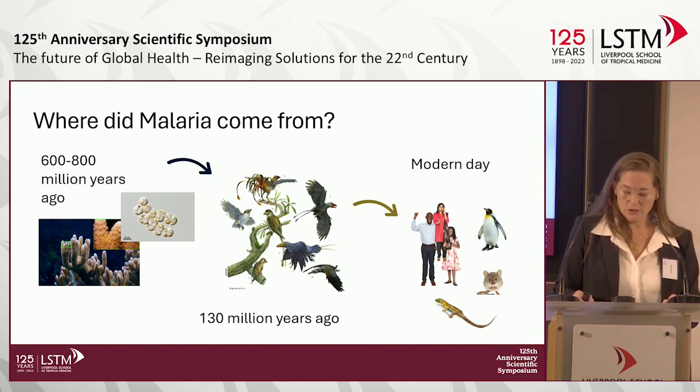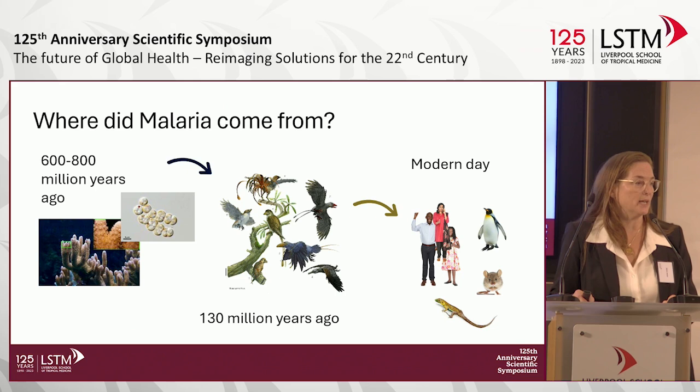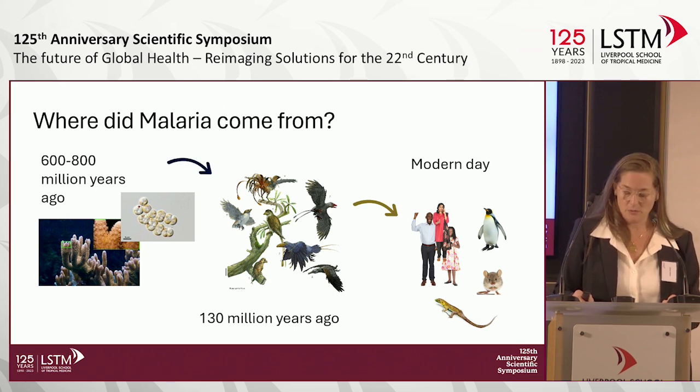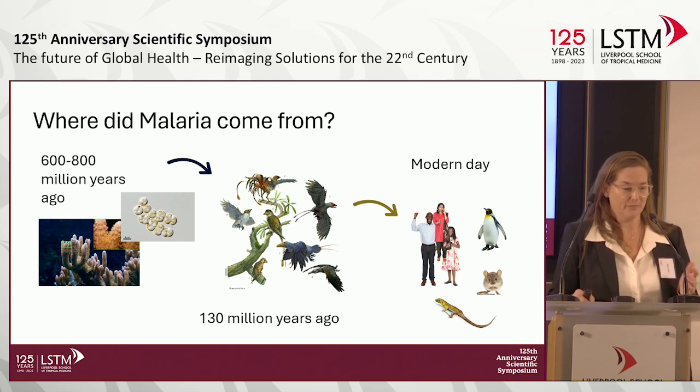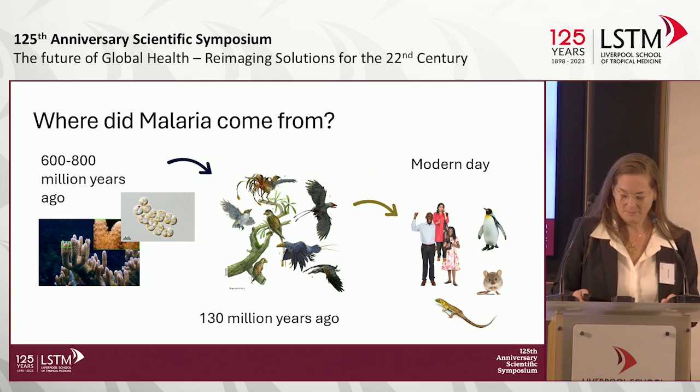Sir Ronald Ross discovered the malarial parasite in the gastrointestinal tract of a mosquito in 1897 when he was working in India, and proved that malaria was transmitted by mosquitoes. He joined the Liverpool School of Tropical Medicine 2 years later, which was 125 years ago. So I think it's fitting to mention him today.